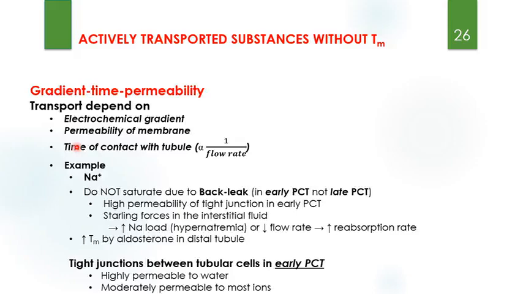Considering this, some substances, for example sodium, don't saturate due to the higher permeability of the tight junction in the early proximal convoluted tubule, and back leak occurs from the interstitial fluid into the luminal space. This back leak prevents saturation of sodium reabsorption. It occurs in the early PCT, not late. In the late PCT, the tight junctions are much tighter, but in the early PCT they are leaky.